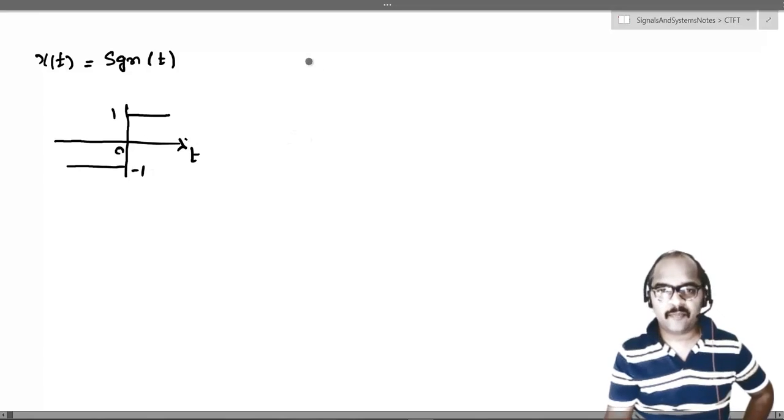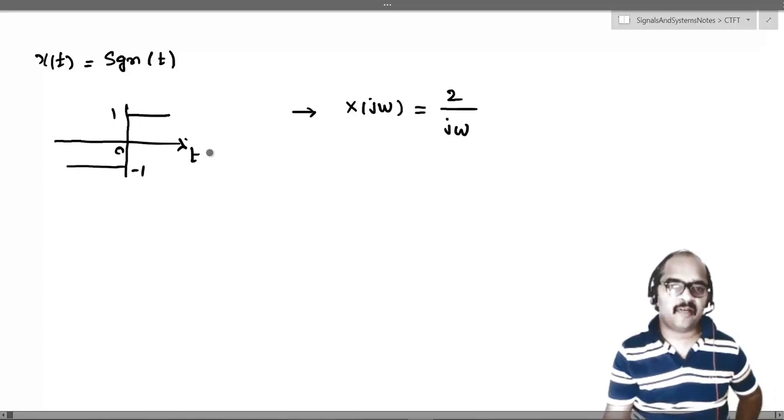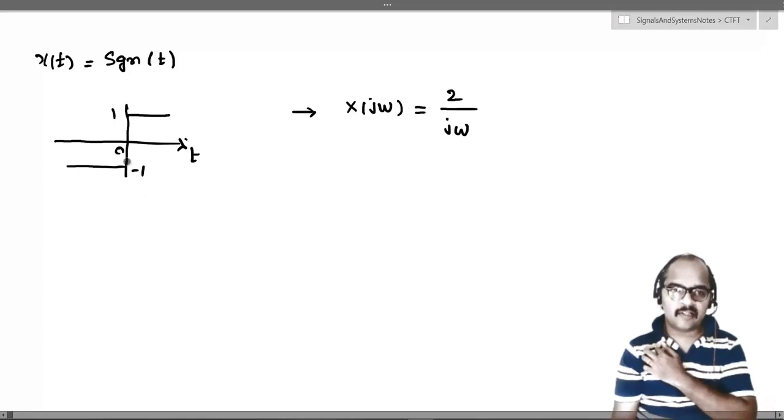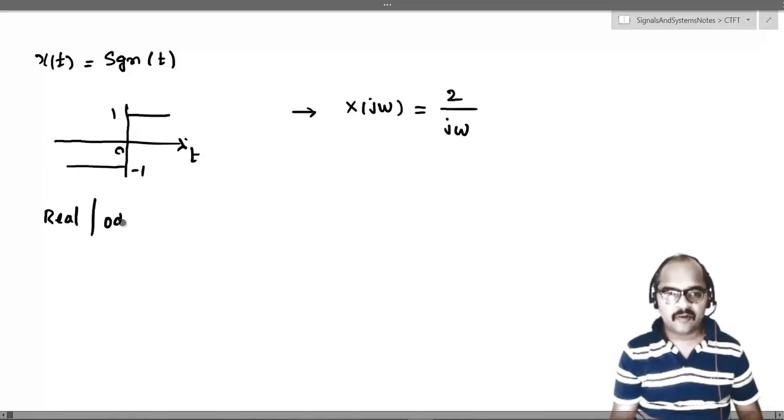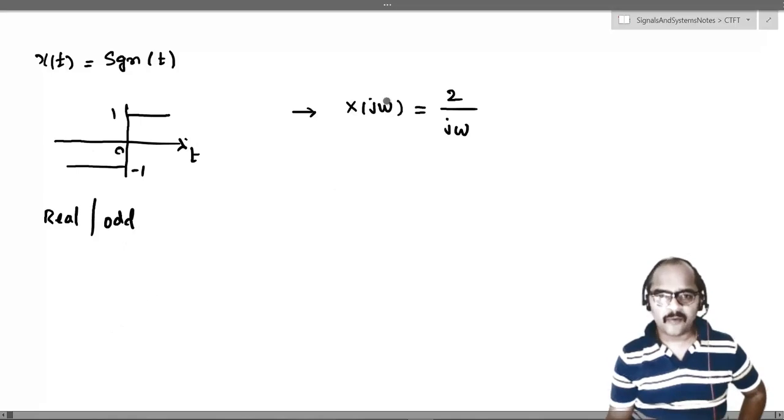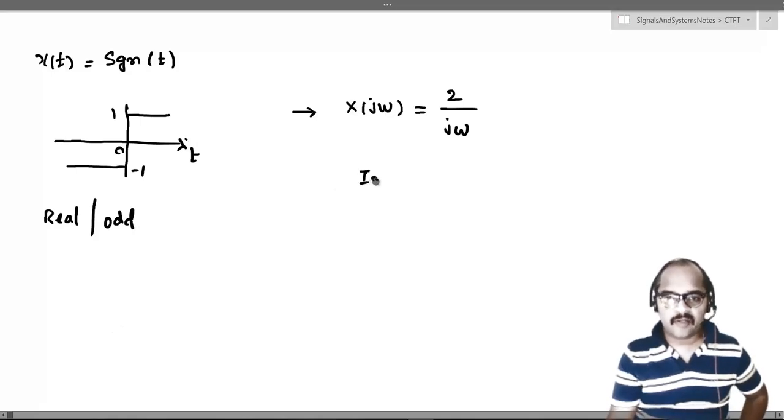So what will be the corresponding Fourier transform? That would be x of j omega, and we know that answer to be 2 by j omega. So clearly, what is this signal x of t? It is real, all amplitudes are real, and it is odd. So what will happen to the Fourier transform? Clearly the Fourier transform is imaginary, and you can see that it is odd.